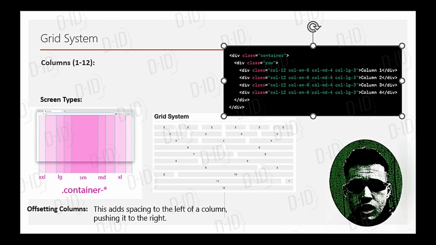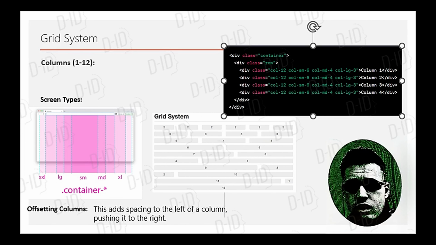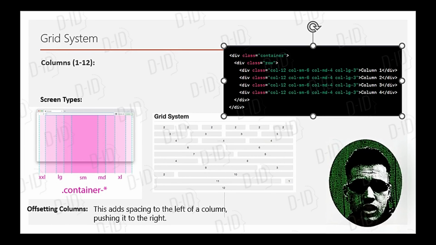Offsetting columns. You can also create column offsets by using classes like offset1 to offset11. This adds spacing to the left of a column, pushing it to the right.